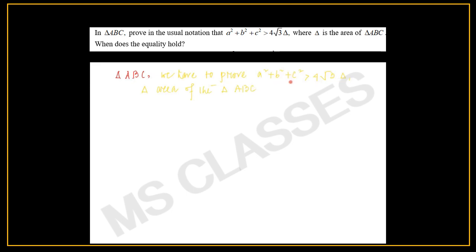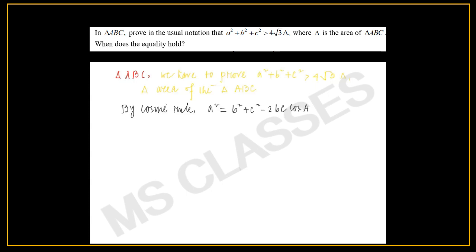To the statement which we require to prove, this shows that we have to establish a relation between the squares of the side and the area of the triangle. So first of all, we try to bring the square of the sides. For that, we take the help of cosine rule. So by cosine rule, we can write a square equal to b square plus c square minus 2bc cos A.